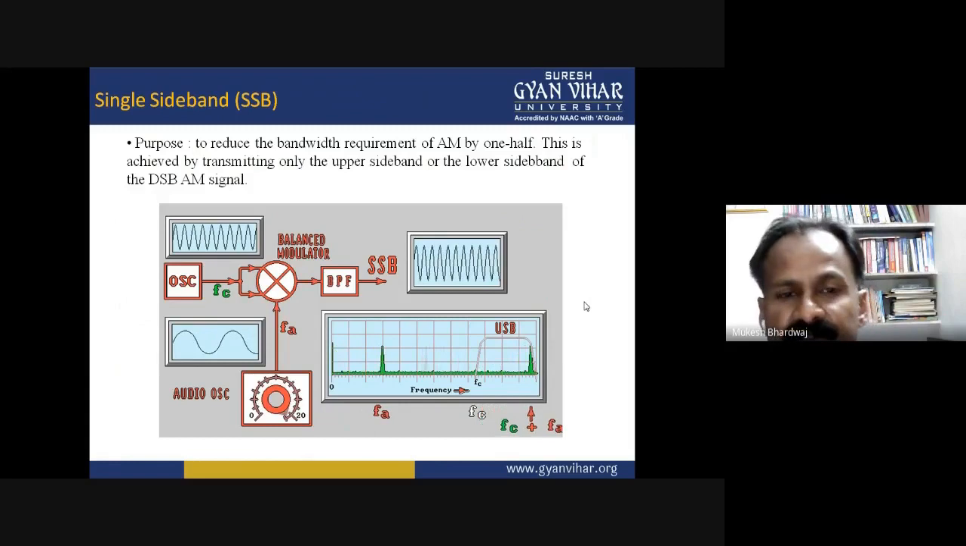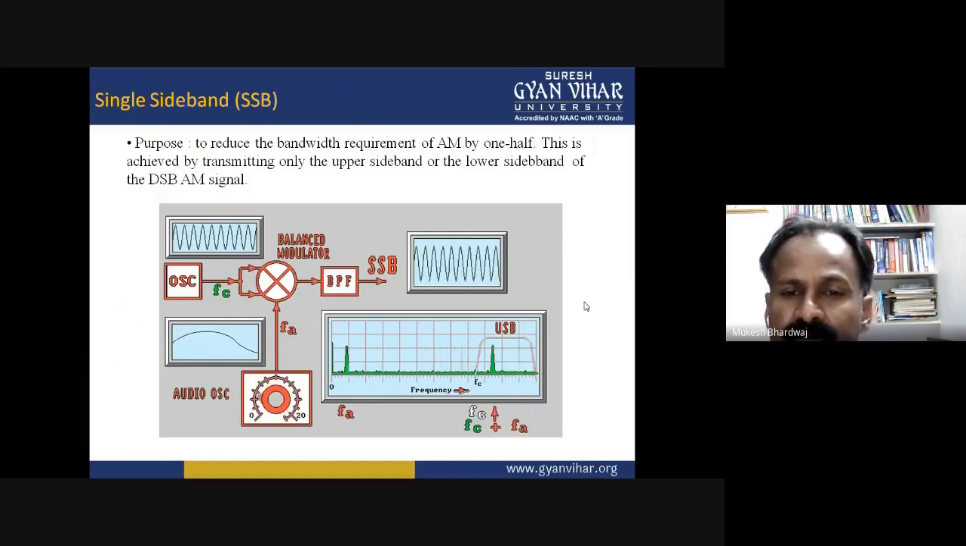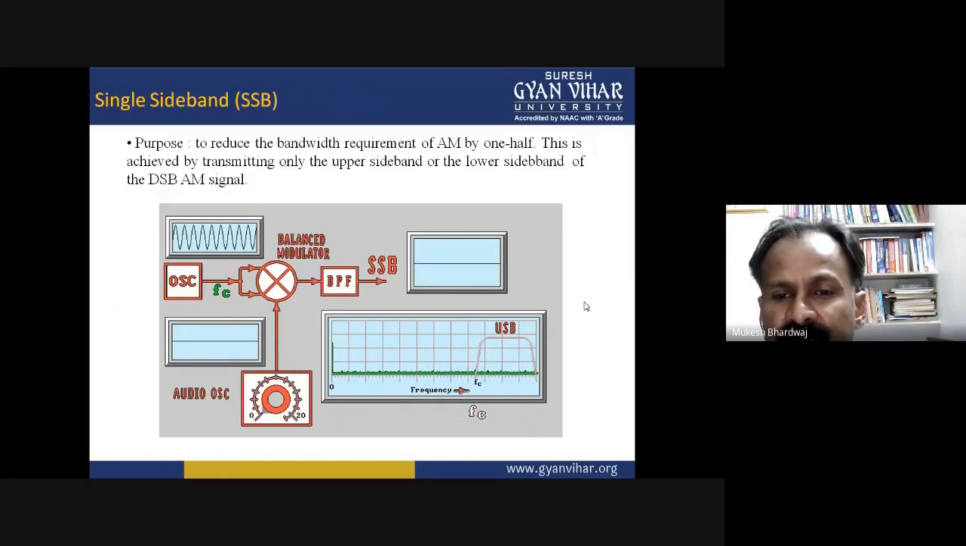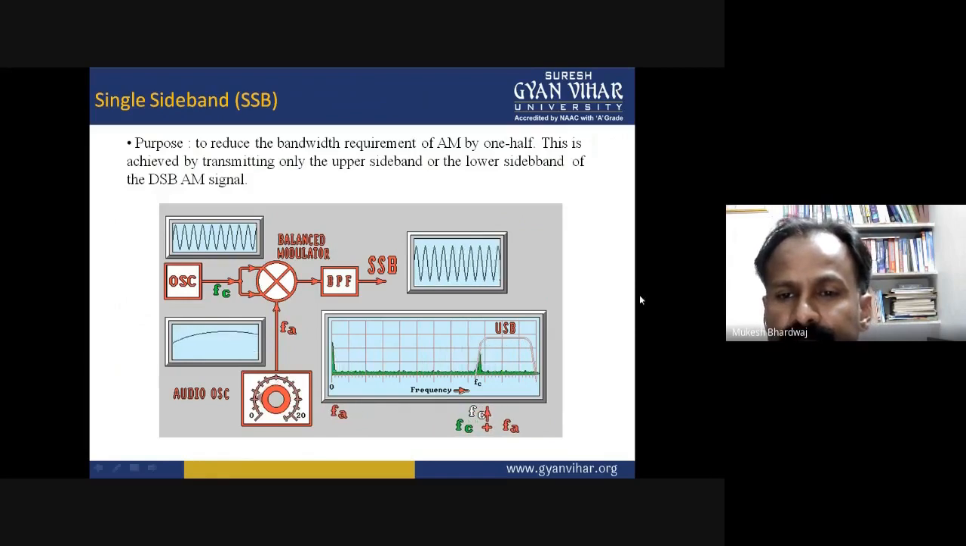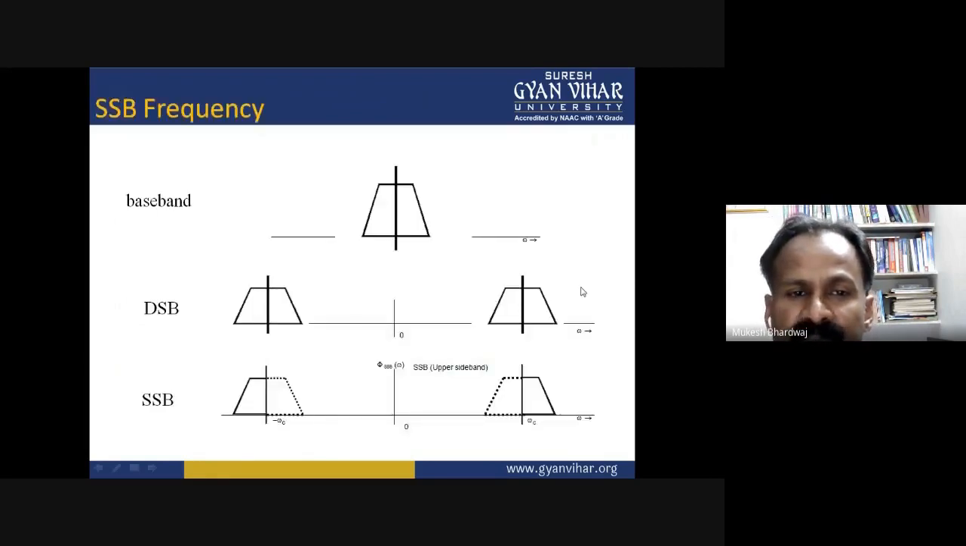The oscillator which generates the carrier frequency and the audio signal pass through the balanced modulator and bandpass filter, which then gives the single sideband. The single sideband signals have a lower sideband and an upper sideband, and they need to be transmitted. Baseband, DSB, double sideband, and single sideband suppressed carrier.